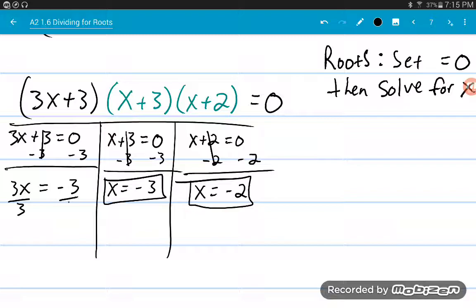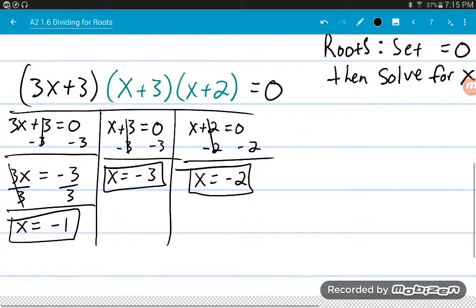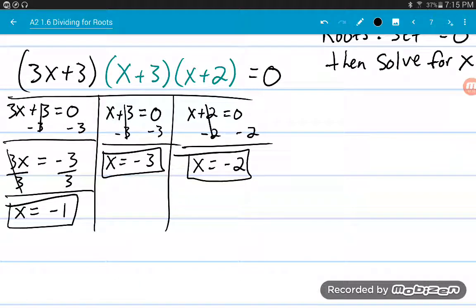Divide by 3 on both sides to get rid of this 3. And now x is equal to negative 1. These are the three roots of the equation. Now what the roots mean is where the function crosses the x-axis. So I'm going to take those three roots, negative 1, negative 2, and negative 3.